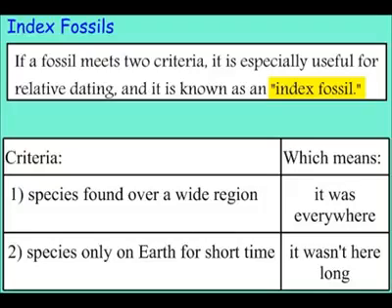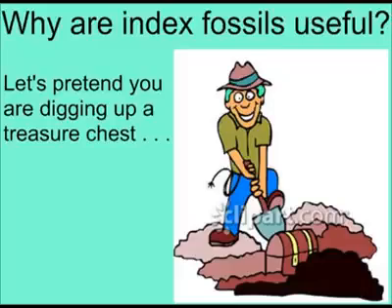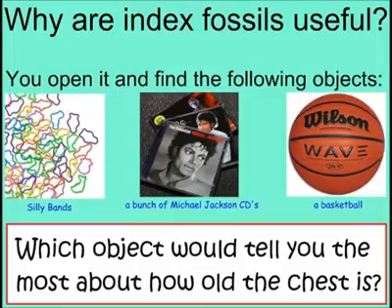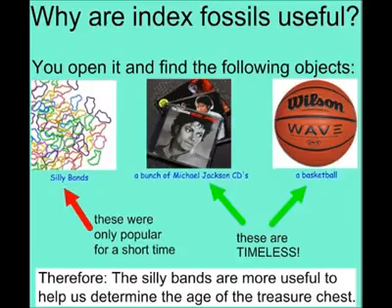Those criteria are: it has to be a species that's found over a wide region, which means that it's an animal or a plant that was everywhere. And second, it has to be a species that's only on Earth for a short period of time. So why are these useful? Well, let's pretend you're digging up a treasure chest. Let's say you open the treasure chest and you find some silly bands, a bunch of Michael Jackson CDs, and a basketball. So which object would be most useful in telling you how old the chest is? Well, the answer is the silly bands, because these are something that was only popular for a short time, whereas the Michael Jackson CDs or a basketball are timeless objects that people have had for many, many decades.